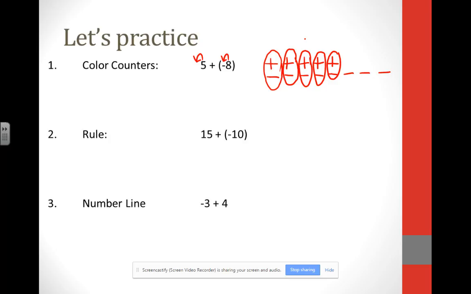So we made 5 zero pairs in this problem, and our remaining 3 negatives is our answer. So 5 plus a negative 8 equals a negative 3.